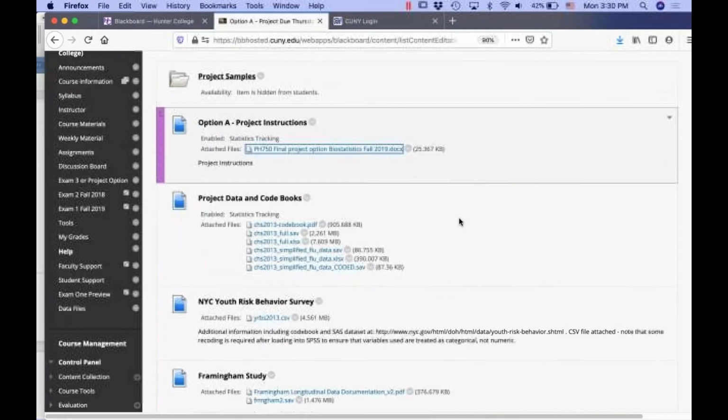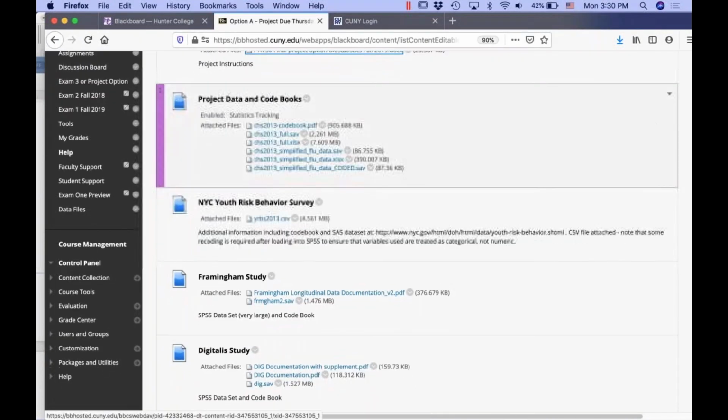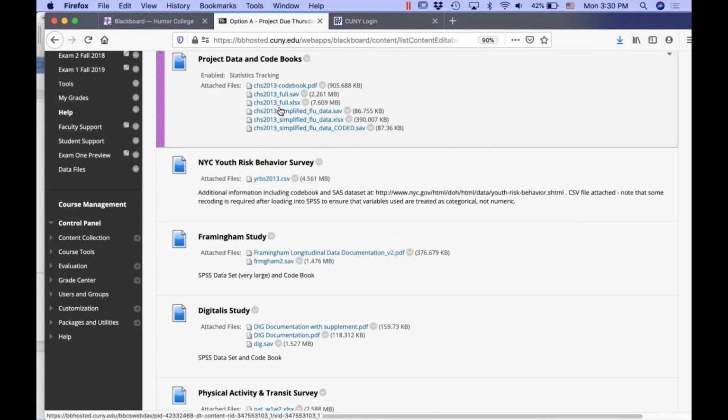But how are we going to do that? Well, we've given you data here from the New York City Community Health Survey. We discussed that last week. And this data, we gave you several different versions of it. One of them is the full data set for 2013 with all of the 200 questions that they asked in this survey, and the code book that has all of that data.